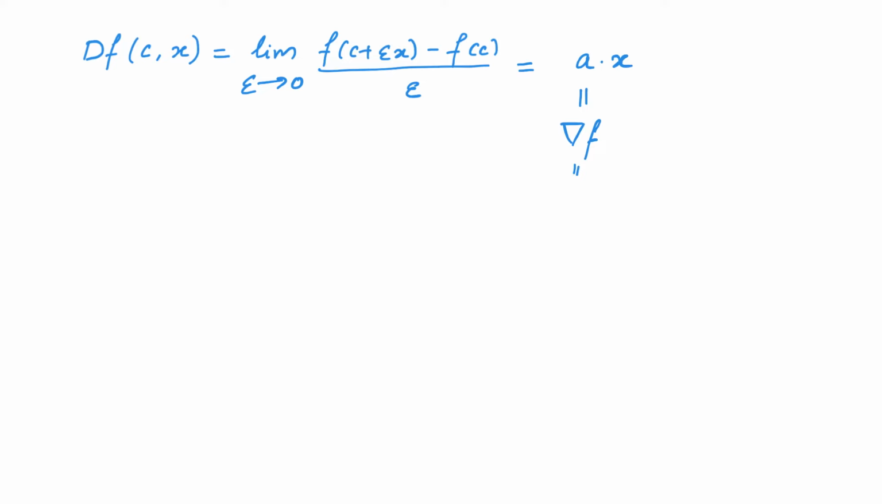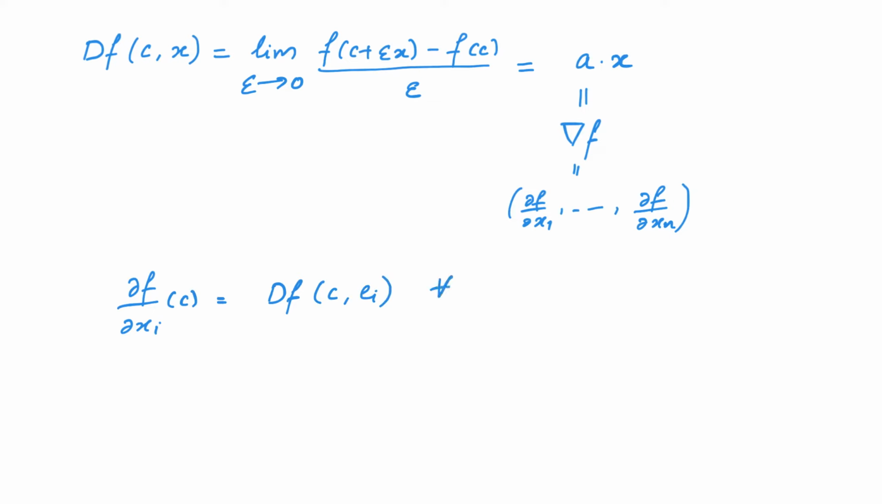Gradient of f was defined to be del f by del x1, comma del f by del x2, etc. up to del f by del xn. Let us also recall what we meant by del f by del xi. Del f by del xi at a point c is equal to the directional derivative of f at the point c along the direction ei, and this is true for all i. Therefore, if the function f is differentiable at the point c, then the directional derivatives are determined by the gradient. If f is not differentiable, we cannot guarantee it. Let us look at an example of this phenomenon next.